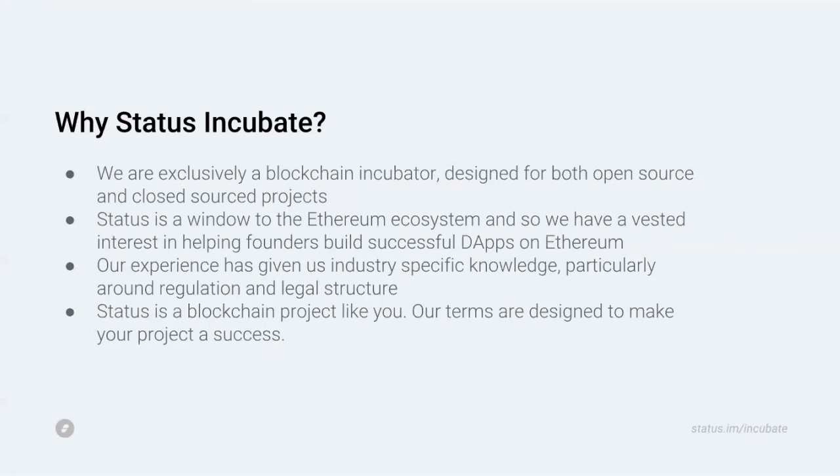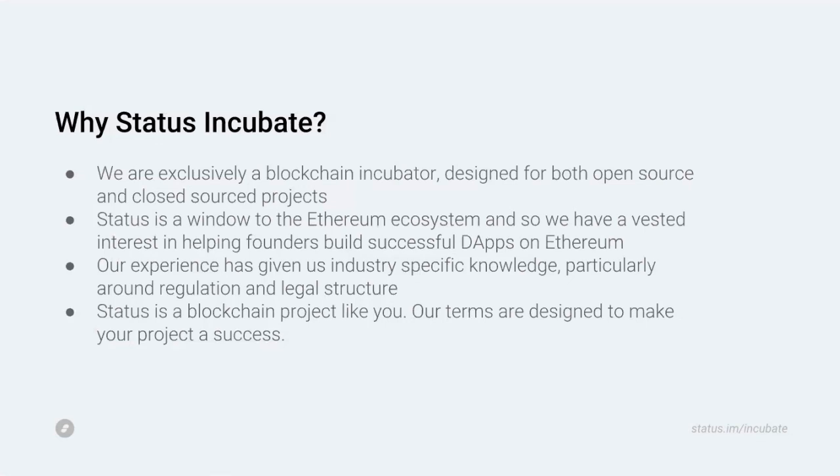Why would people choose Status Incubate? We have a number of reasons as to why we think we have an appealing offering. One is that we are exclusively a blockchain incubator. So we're designed for both open source and closed source projects, but all we're focused on is blockchain. If it's not a blockchain project, then frankly, we don't have the expertise for it. We have the expertise for blockchain, and that's why we want to offer that expertise out.